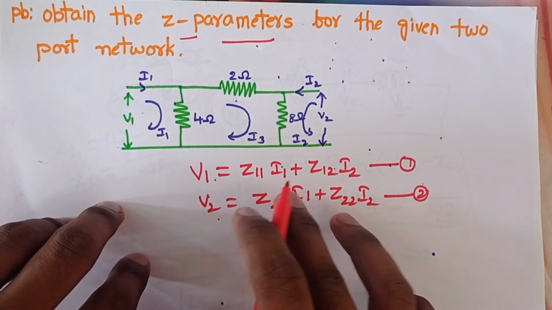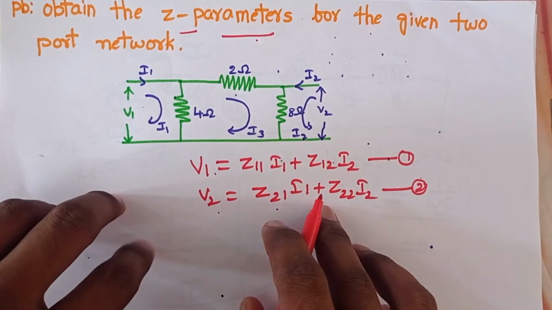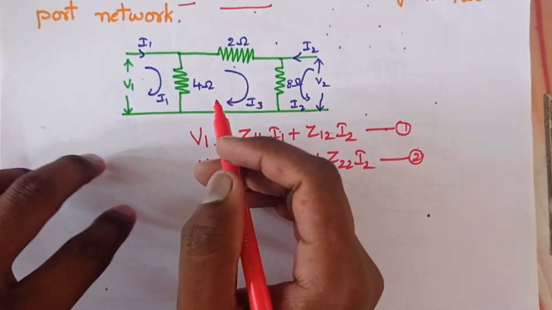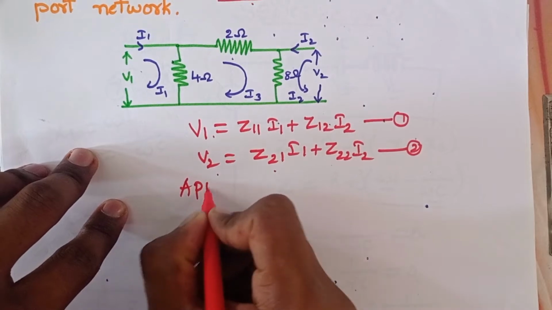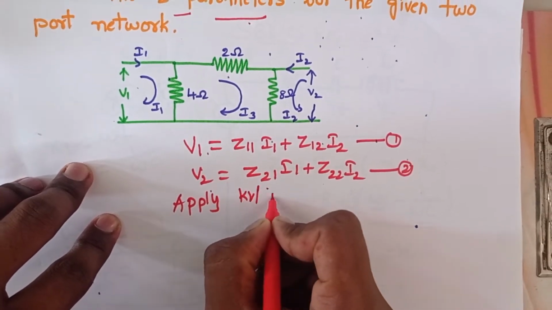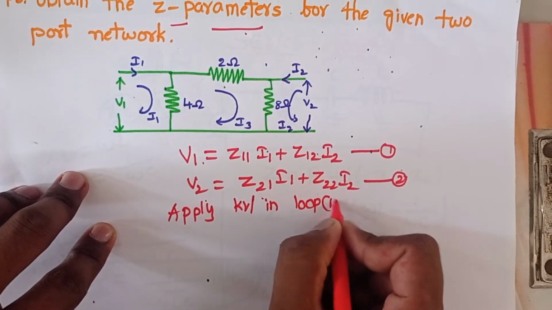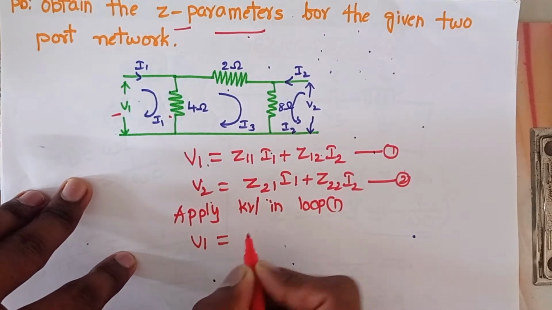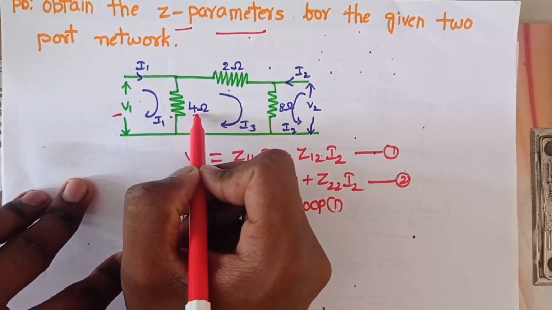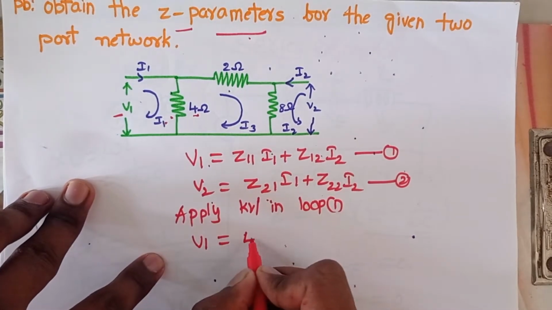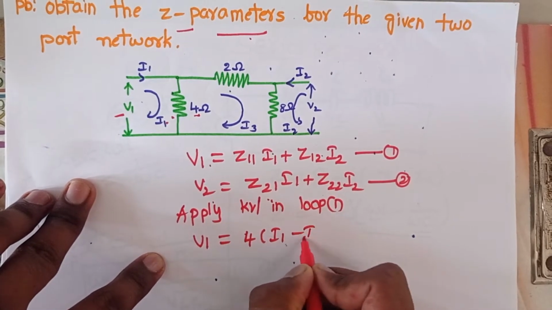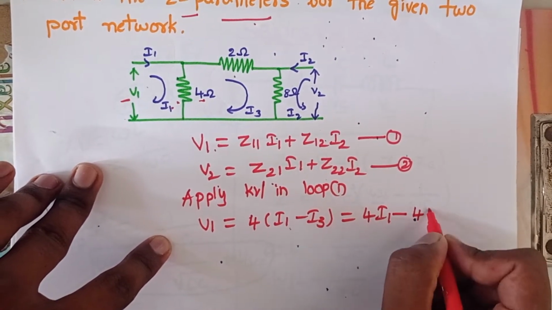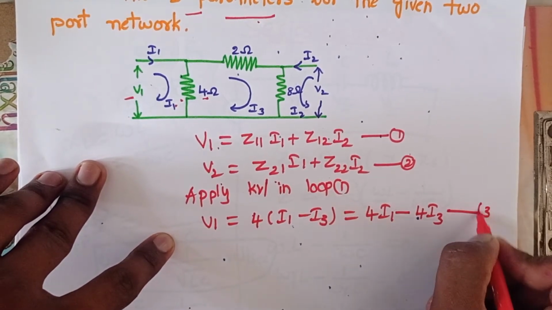In order to find these unknown impedances, first let's apply mesh analysis or KVL in these loops. First apply KVL in loop 1. Here the total voltage is V1 equal to the voltage across this resistor, 4 into (I1 minus I3), that is equal to 4I1 minus 4I3. Consider this as equation number 3.